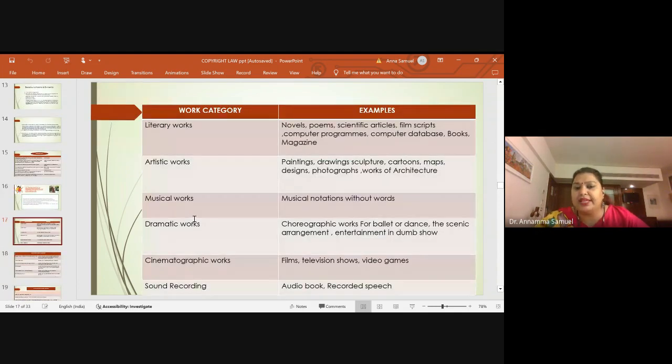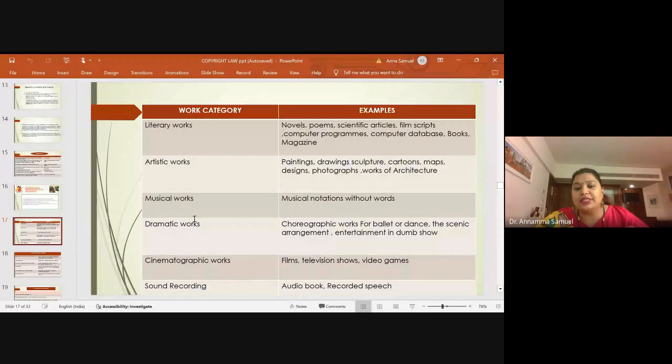So these are some of the examples, I would say, for literary work: the novels, poems, the film script, and even computer programs come under literary work. Artistic work is nothing but the painting, drawing, sculpture, cartoon, maps. And the interesting part in the Copyright Act is that the section says irrespective of the artistic quality. So irrespective of the quality of the art, it will be granted copyright protection.